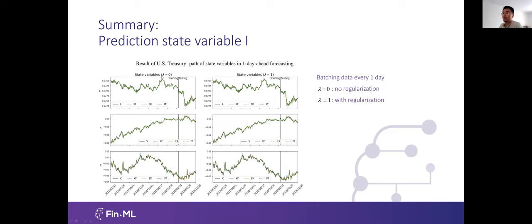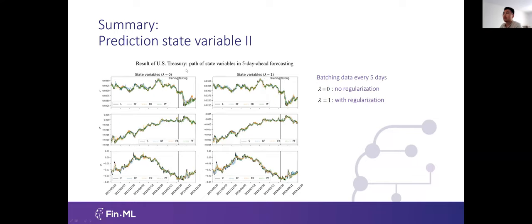Here on the left, we have lambda equal to zero, which has no regularization. This one, lambda equal to one, includes the regularization. But we cannot see much difference in the 1 day prediction because they are too close to each other. So next I'm going to try a longer time horizon prediction. I batch the data every 5 days and predict the next 5 days. Now we can see the differences.